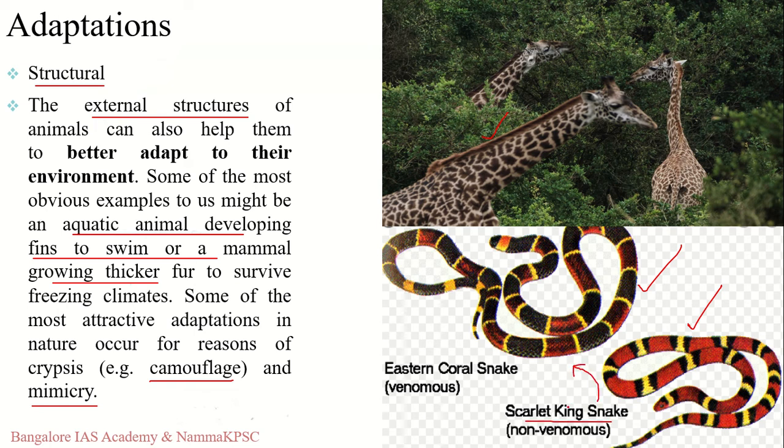So what will happen is many other animals or many other predators which might feed on the king snake or which might attack the king snake will mistake the king snake for a coral snake and therefore will leave the king snake alone. Now, the king snake is not dangerous, the king snake is not venomous, but the coral snake is. But the king snake is mimicking the coral snake in order to protect itself.